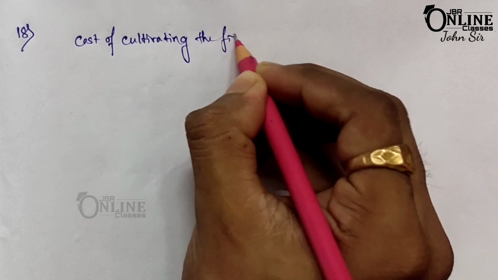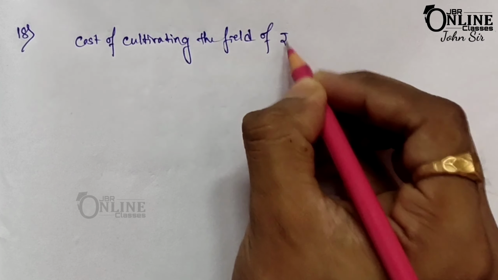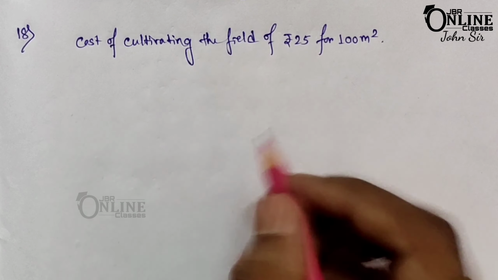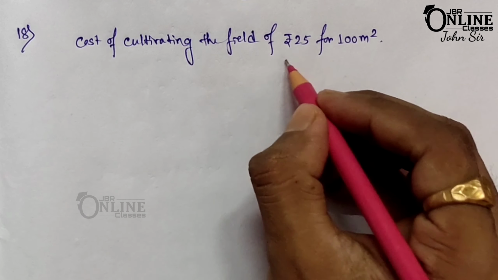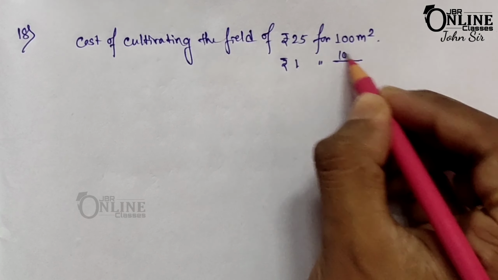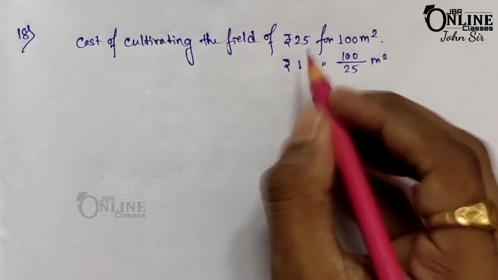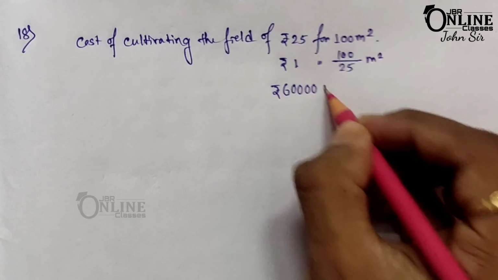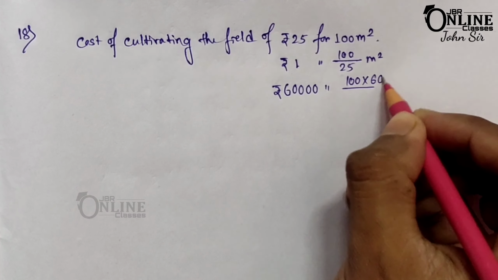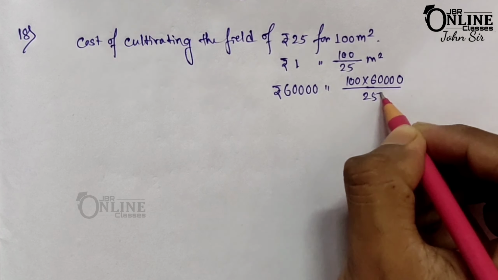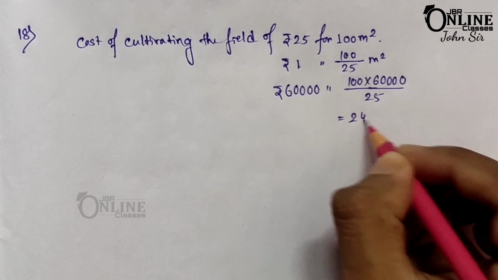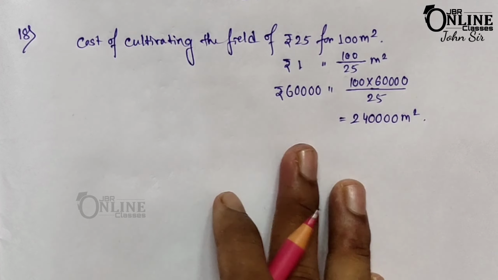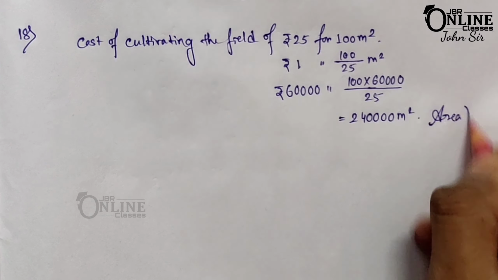the field, rupees 25 for 100 meter square. Clear? Then here you can apply the unitary method. For rupees 1 it is 100 by 25 meter square, and here the final amount is 60,000. So 60,000 for 100 into 60,000 by 25, and that equals 240000 meter square. Okay, so that means this is the area of the field.